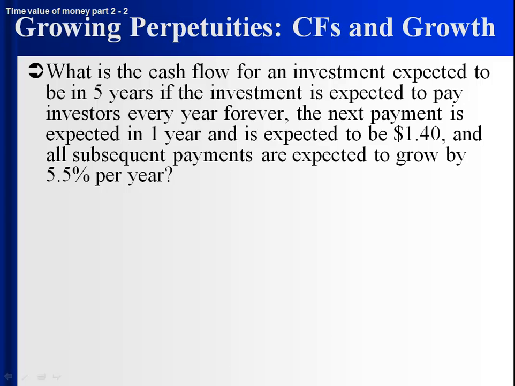So let's take a look at an example. We want to know what the cash flow is expected to be in 5 years. An investment pays investors every year forever. The next payment is expected in a year, and it's expected to be $1.40, and after that all subsequent payments are expected to grow by 5.5% per year. So what is C5? What's the cash flow we expect in 5 years?